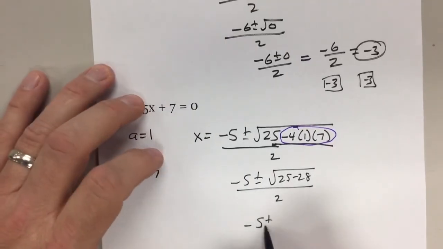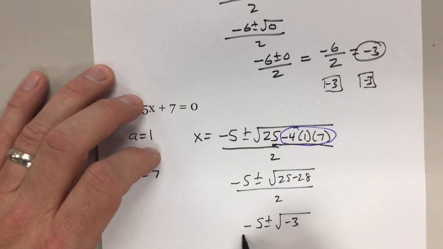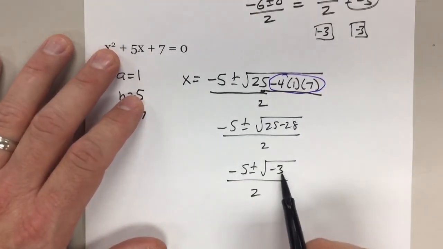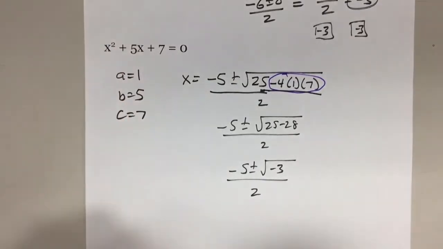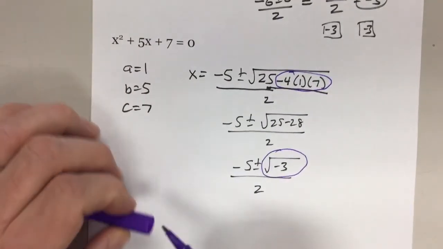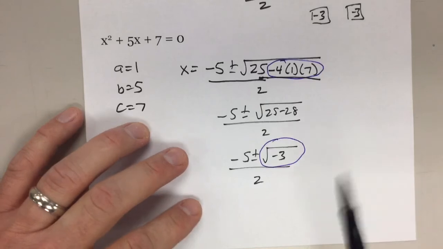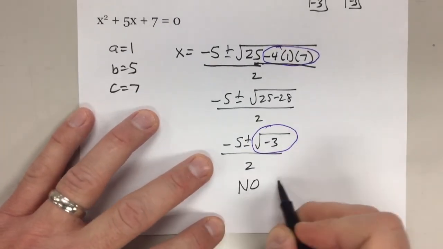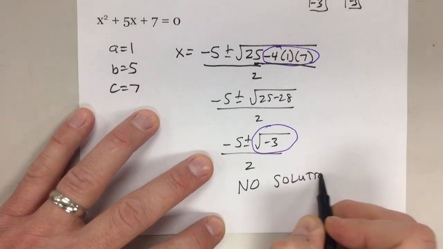I get negative 5 plus or minus the square root of negative 3 over 2. Because 25 minus 28 is negative 3. Now, hopefully you remember, you are not allowed to take the square root of negative 3. That is no solution. So we are stuck at this point. So we would write no solution.